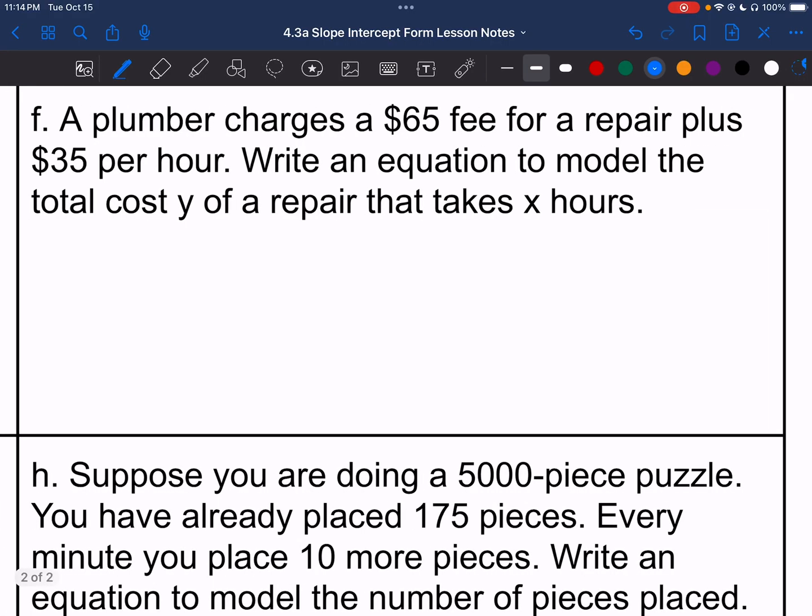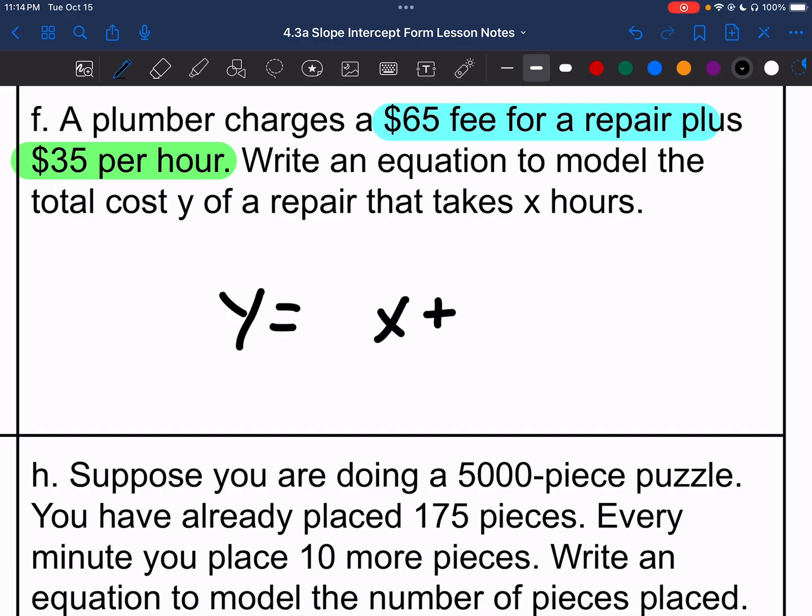Letter F. A plumber is charging a fee of $65 for repairs plus $35 per hour for the work that he's doing. Write an equation to model the total cost y of a repair that takes x hours. All right, so we need to put in our rate, which is $35 dollars per hour times the number of hours, plus the flat fee of 65. Y equals 35x plus 65.